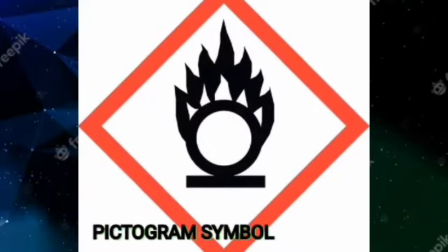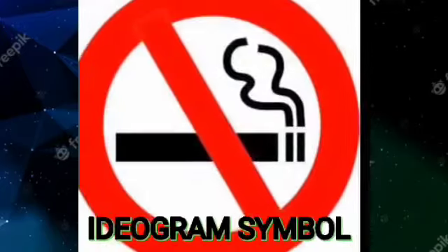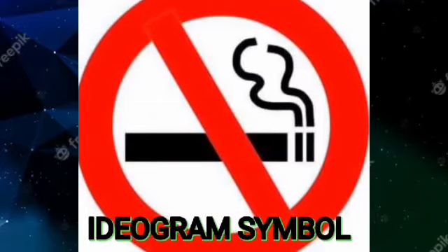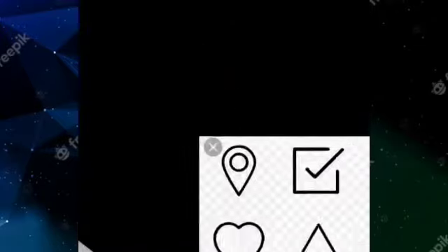So we have pictogram symbols. This symbol on a chemical label means that the substance is an oxidizer. Oxidizers may cause a fire by increasing the concentration of oxygen in the air. So we have the ideogram symbols. An ideogram symbol is a character or symbol representing a complete idea or concept.